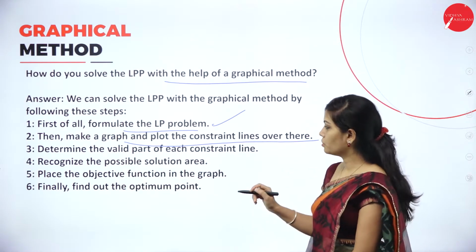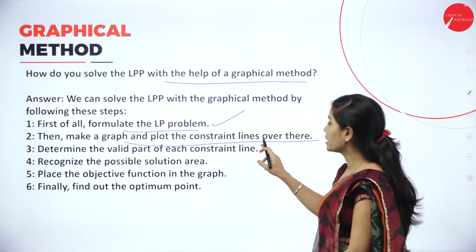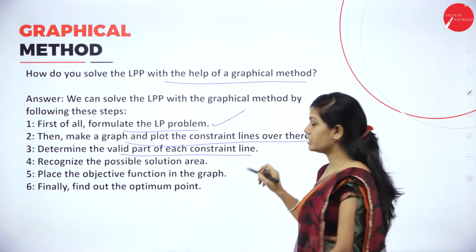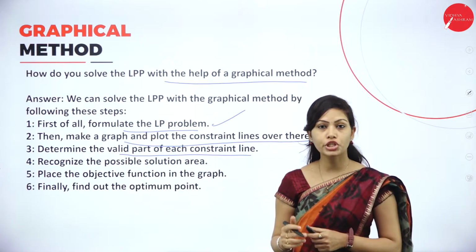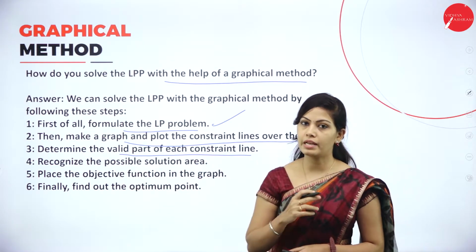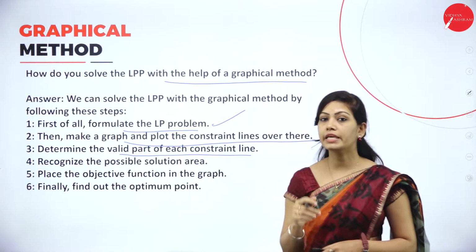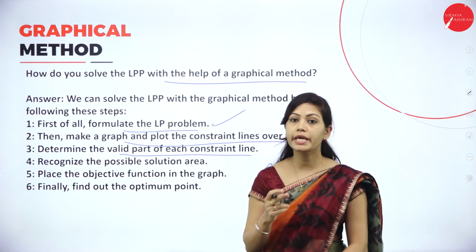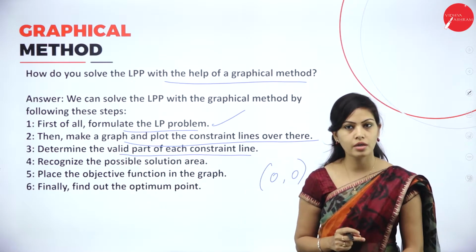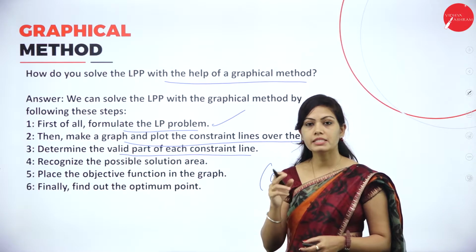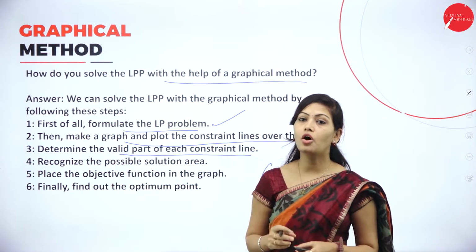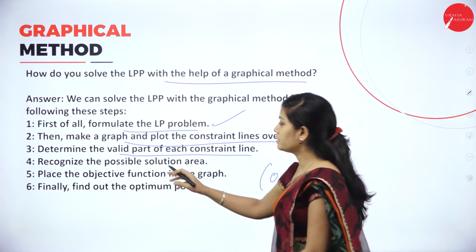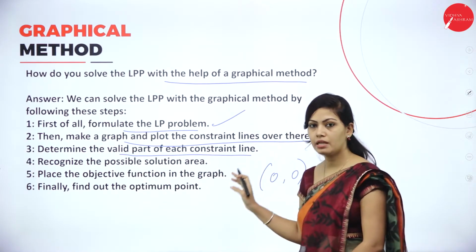And the second step is plot the constraint lines. And the third step, determine the valid part of each constraint line. This is used to determine the domain of the available space, which can result in a feasible region. So easily you can determine whether the objective function takes on a physical solution or not. If yes, then the side of the constraint lines on which the origin lies is the valid side. In the third step, we can determine the valid part of each constraint line.